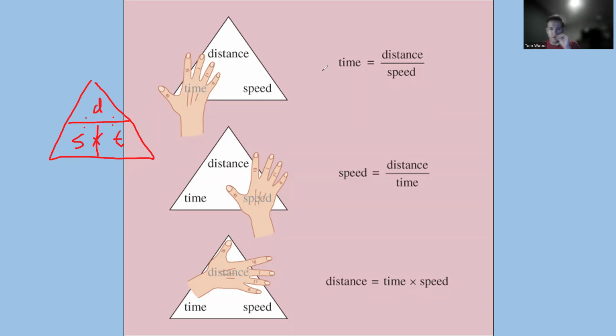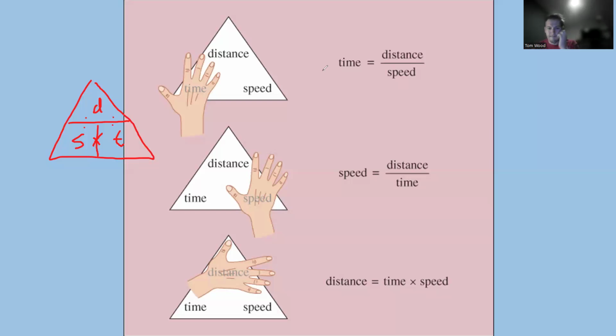The final one then is just if we cover up distance, and this is why speed and time are interchangeable. You could write it T then S, or you could write it S then T. Doesn't matter. Because when I cover up distance, and this is the formula that we already know, we have to do time multiplied by speed.